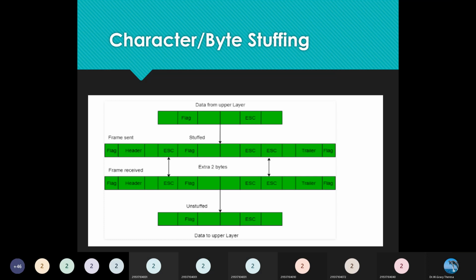For example, if any pattern uses the same flag, it would be a part of the information. But if the receiver encounters this pattern in the middle of data, it thinks that it has reached the end of the frame. So what is the solution to this particular problem? That is the question I asked before.